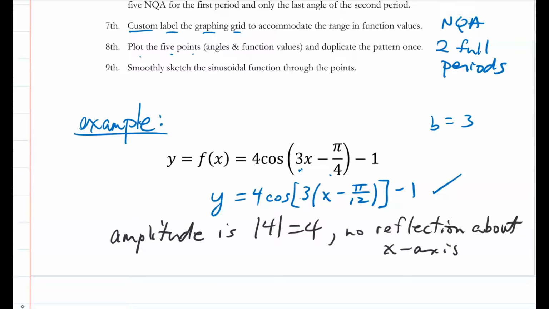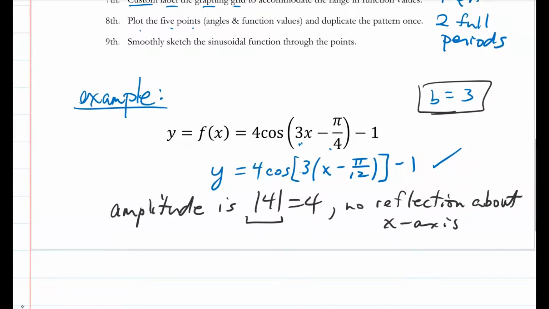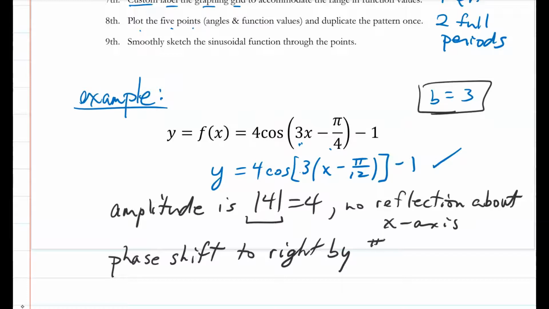Remember, I put the 4 in the absolute value to remind you that the amplitude is the absolute value of the A value. And let's see, our frequency is 3, B is 3, and now we can see what the C value, the phase shift is. It's pi over 12, and because it says minus pi over 12, it's a phase shift to the right. So that's a phase shift to the right by pi over 12.